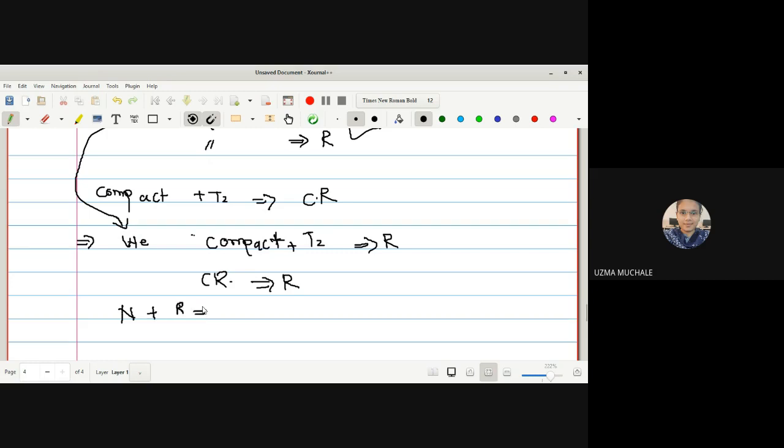Every normal plus regular space is a completely regular space. One more theorem is there: every normal plus regular space is completely regular. Okay. Compact plus T2, what does it mean? It is regular and also normal, right? And every regular plus normal is completely regular. So just try to simplify all these statements.